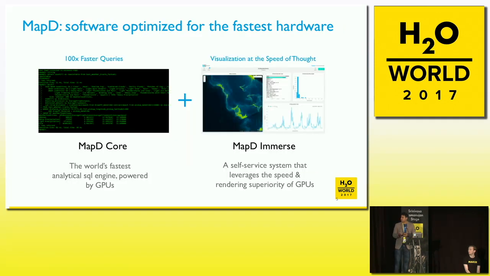Talking about the company, I'll tell you a little bit about how we're making GPU-based data visualization and analytical processing happen. The first thing, at the bottom of the stack, is what we call Core. It's a SQL engine that sits on top of GPUs. Like I said, it's using the GPU's parallel processing for a lot of analytical applications. And then there is Immerse, the self-service front-end platform, which allows you to do interactive visualizations.